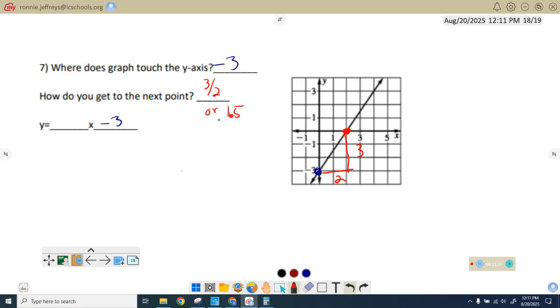Okay, so you could write this as 3/2 or 1.5. It doesn't matter, but usually we would write it as 3/2. I will accept both. Okay.